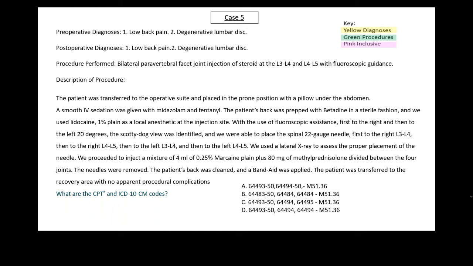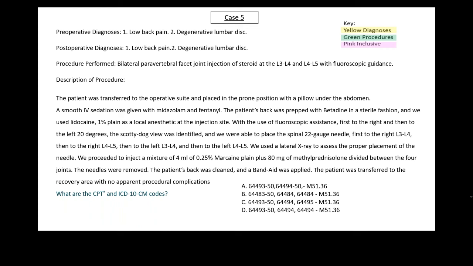With the use of fluoroscopic assistance, first to the right and then to the left 20 degrees, the Scotty dog view was identified, and we were able to place the spinal 22 gauge needle first to the right L3, L4, then to the right L4, L5, then to the left L3, L4, and then to the left L4, L5. We used a lateral X-ray to assess the proper placement of the needle.